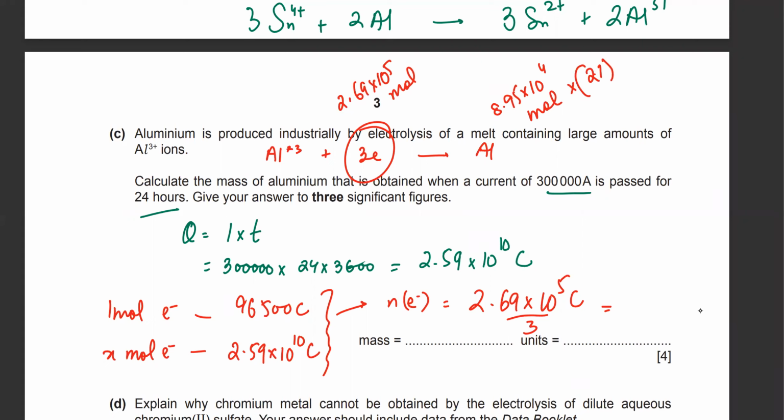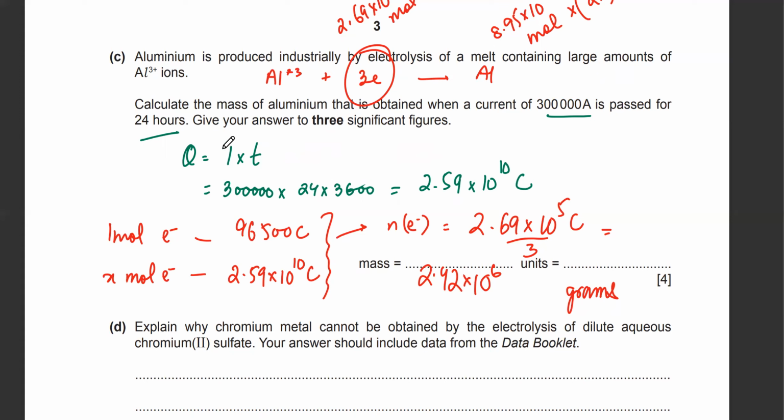And then you've got to explain why chromium metal cannot be obtained by the electrolysis of dilute aqueous chromium(II) sulfate. Your answer should include data from the data booklet. I'm just going to repeat the first question. Q is equal to It got you the charge. Remember, the Faraday constant will get you the moles of electrons. 1 mole of electrons has this much charge, so the charge that you have translates into these many moles of electrons. Once you have the moles of electrons, you can find the moles of aluminium, and then multiplied by Ar, you'll find the mass.